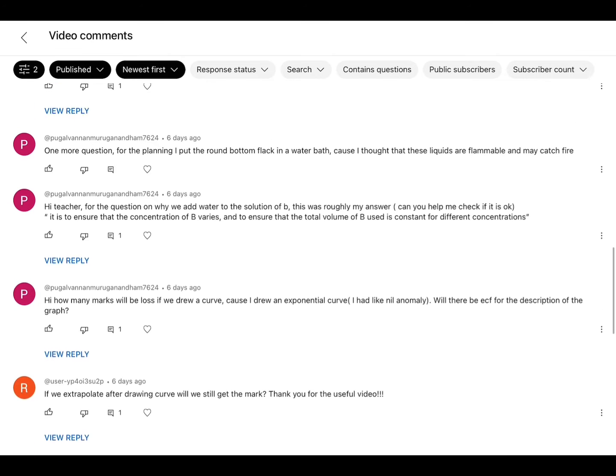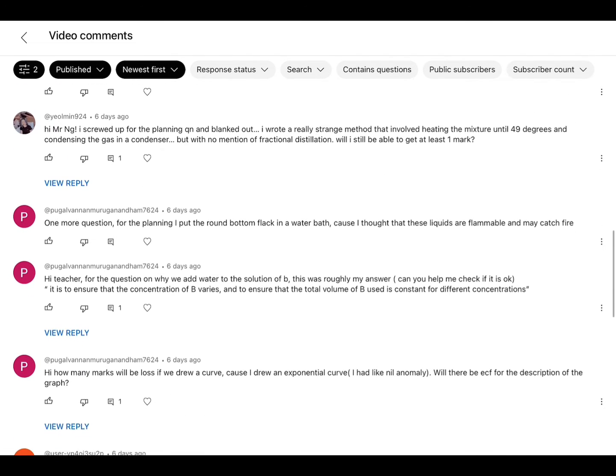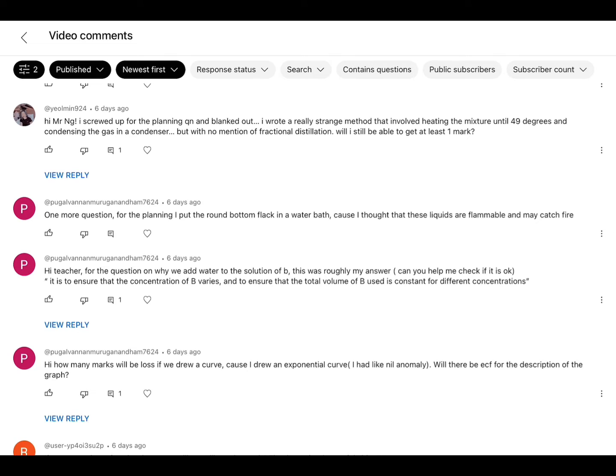There was a comment on a strange method that involved heating the mixture until 49 degrees Celsius and then condensing the gas in a condenser. I'm not sure how this will be marked, but in the event where the setup looks legit, meaning that the flask and the condenser are connected in an airtight manner, then I think it will be okay.